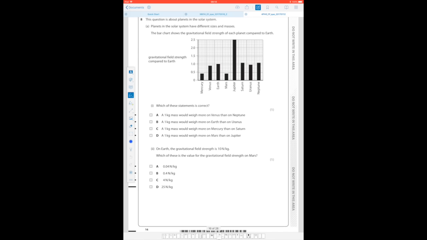On Earth, the gravitational field strength is 10. Which of these is the value for the gravitational field strength on Mars? We know that the gravitational field strength for Earth is 10, and we use the graph and we can see that it has been given as 1. So obviously 10 is 1 times 10. So we need to do the same calculation when we're looking at Mars. So read off, we can see it's 0.4 multiplied by that 10, and that gives us a value of 4.